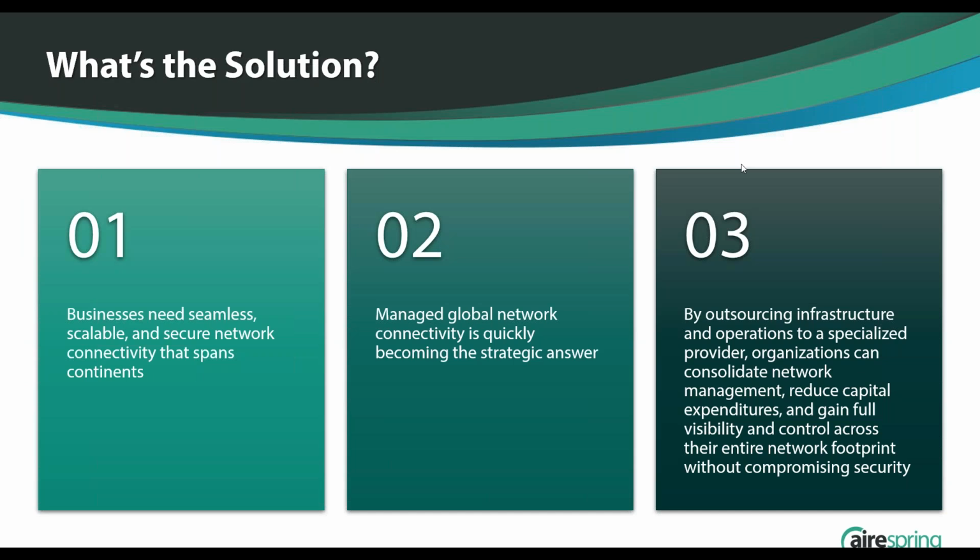So what's the answer? Companies need their networks to just work, right? No matter where their teams are, across cities, countries, and even continents. So that's why more and more folks are going with managed global connectivity. It's kind of a no-brainer. If you hand off the heavy lifting to a provider who knows what they're doing, like AireSpring, you're going to end up saving money, simplifying everything, and still be able to stay totally in control without giving up on the security aspect of everything. So it's a pretty easy win.